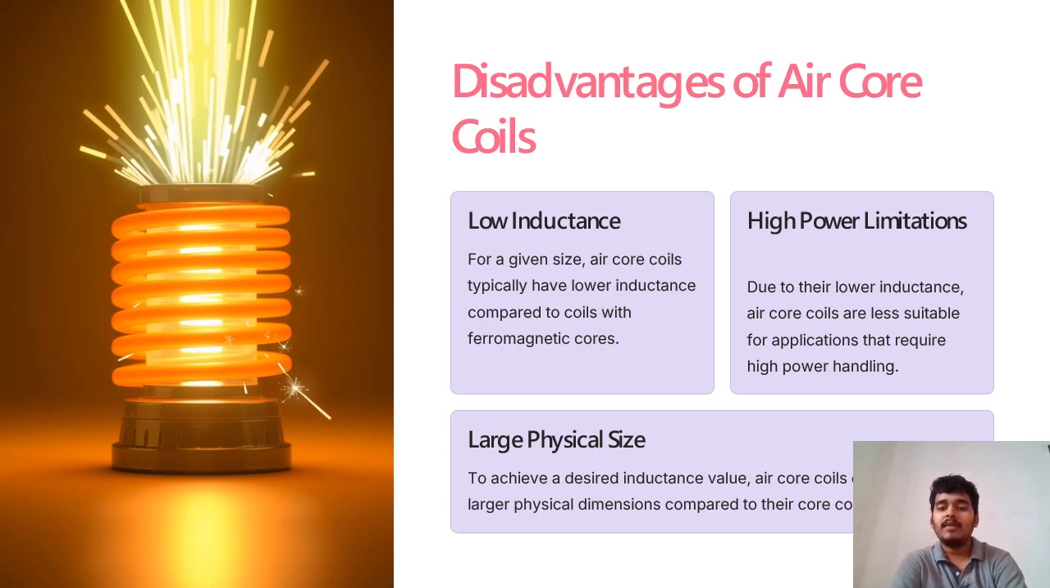Since these are the two disadvantages of air core coils, coming to the third one: large physical size. Yes, an air core coil is purely copper wire twisted into shape, so it is very large and very heavy to lift or handle. To achieve the desired inductance value, air core coils also have larger physical dimensions compared to core coils.